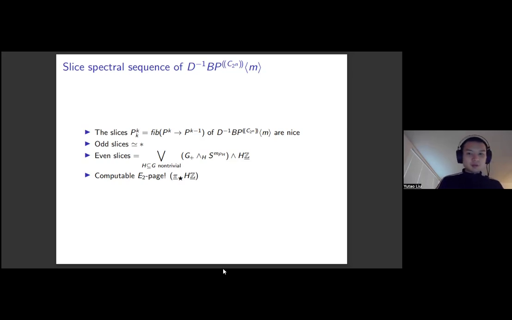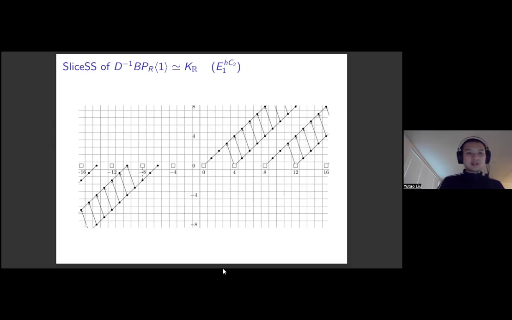Here are some examples. The first example is the slice spectral sequence of this periodic BP_R⟨1⟩, which is the same as real K theory KR. It is a model for the C2 fixed points of the Morava E theory E1. One interesting thing about this computation is that it also implies Bott periodicity. If you trace all the surviving points on this graph, where the box is a copy of Z and the black point is a copy of Z/2, you can see Z/2, Z/2, Z, 0, Z, 0, 0, 0, Z as you go from degree 1 to degree 8.